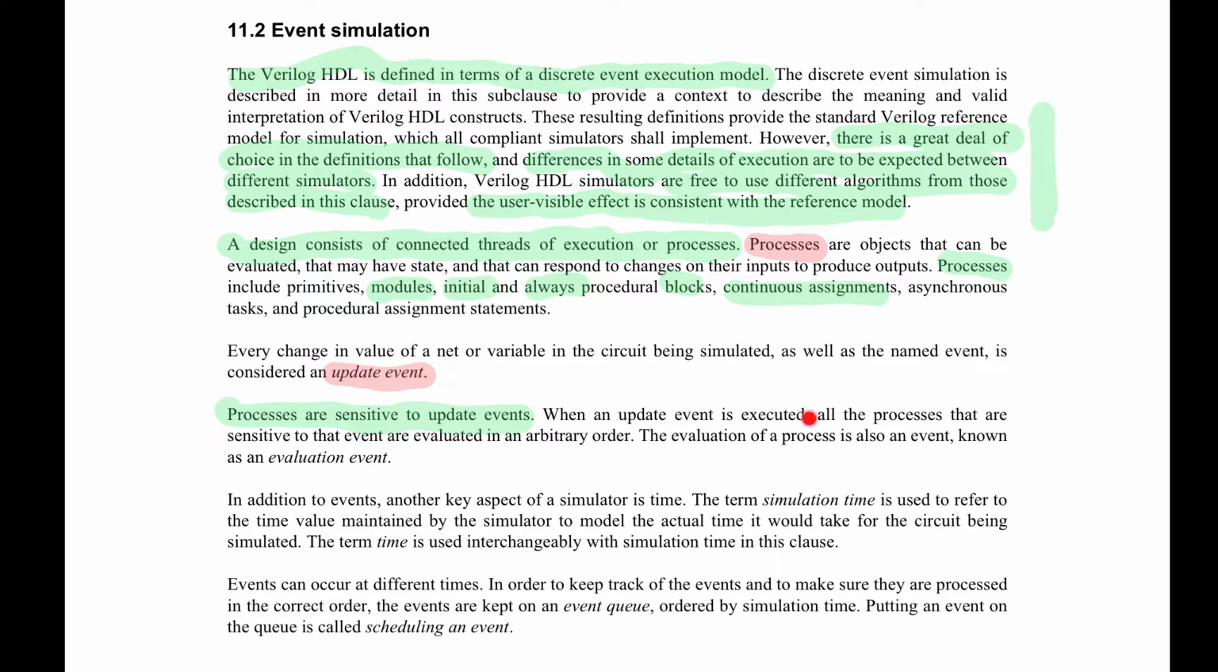When an update event is executed, all the processes that are sensitive to that event are evaluated in an arbitrary order. Remember, we keep saying that Verilog simulators are free to choose the order of execution. It's written in the standard that they have that choice. The evaluation of a process is also an event known as an evaluation event. So we have update events and evaluation events. An evaluation event is when, for example, an always block gets executed, and an update event is when a net or variable changes value.